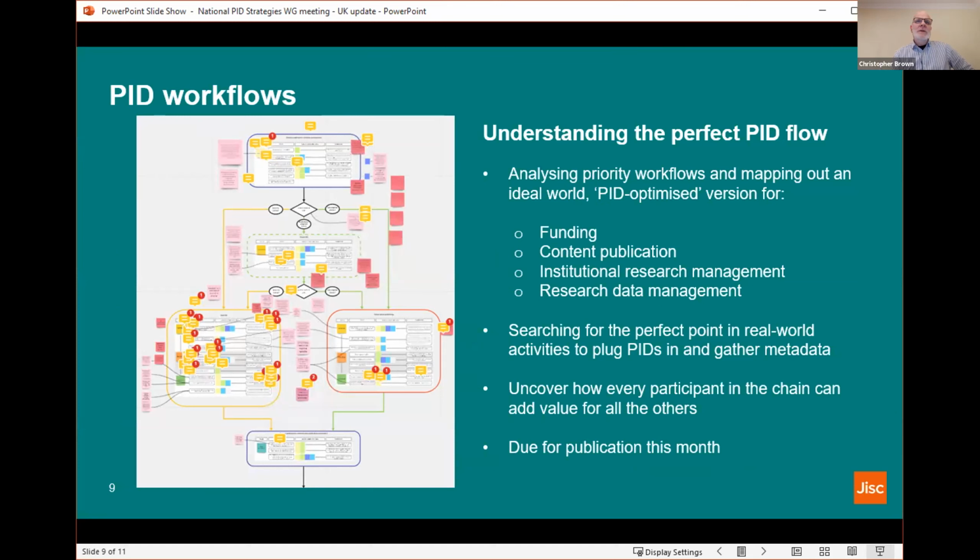There are also workflows coming out from this project, looking at PID optimized versions of funding, content publication, institutional research management, and research data management. Again, these are the sort of things that could be useful internationally and for reference within this working group and the outputs. That's due for publication this month, hopefully. I haven't got a date yet, but I'm being optimistic saying this month.